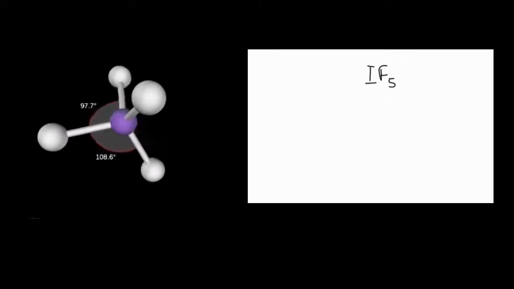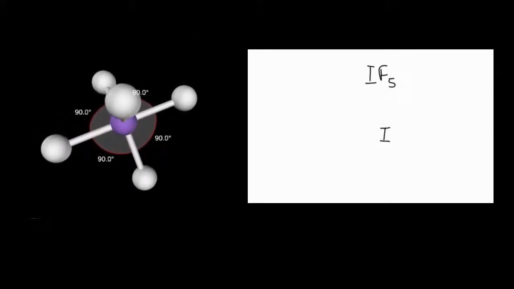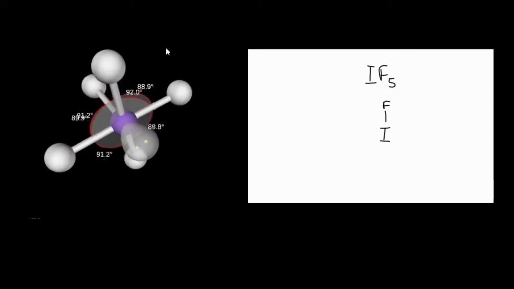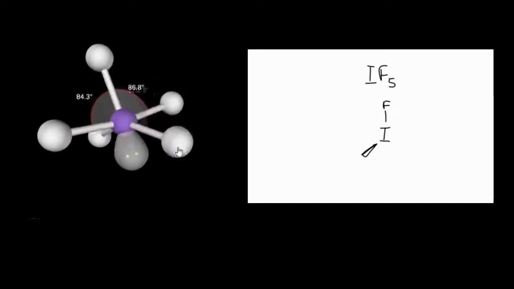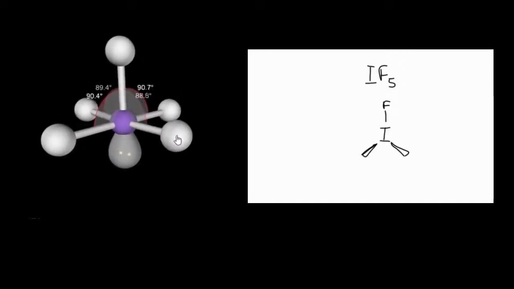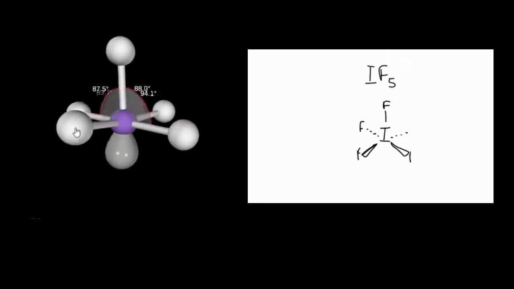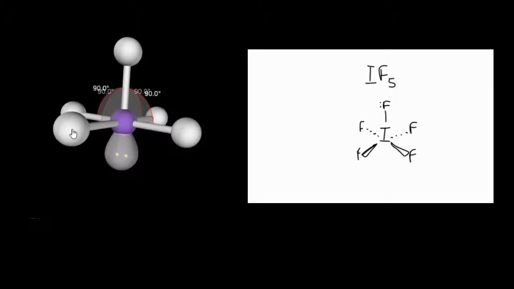So take iodine pentafluoride as an example, IF5. Let's see what we'd have. Remember, iodine in the middle would have 7 electrons in its valence shell. 5 of them form bonds, and that leaves a pair of electrons, so you've got a lone pair, and we get this kind of shape. So that's basically a square-based pyramid. IF5 is a square-based pyramidal molecule, and the bond angles are just slightly under 90 degrees.